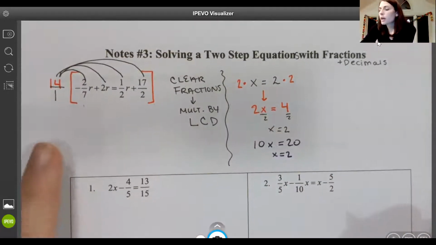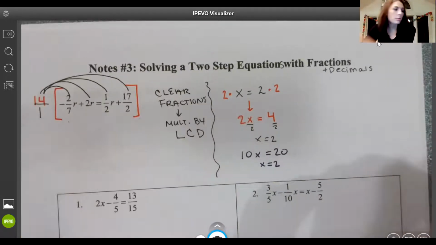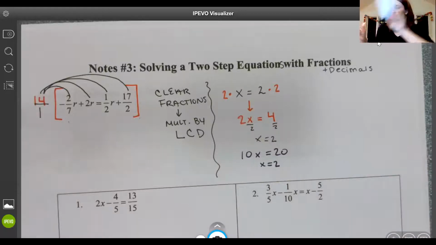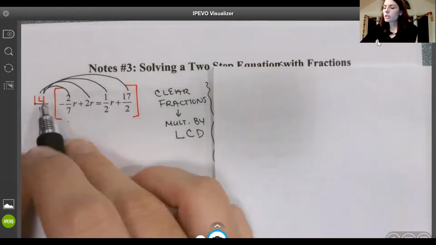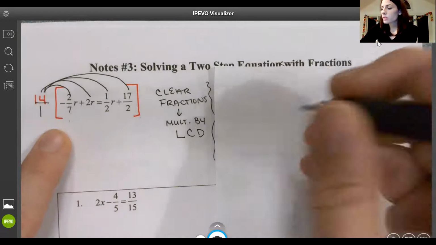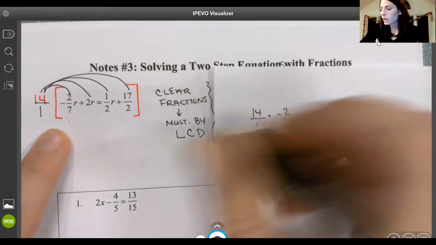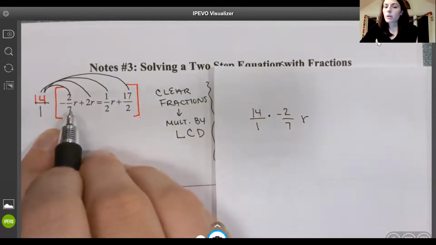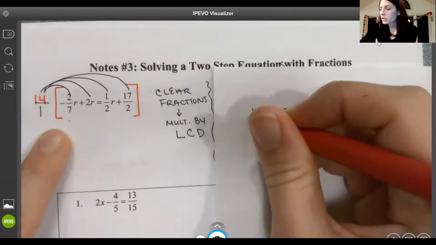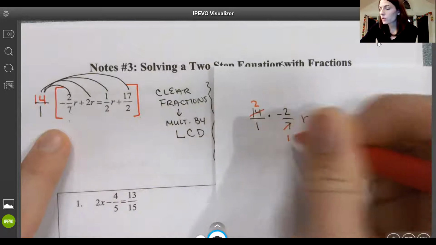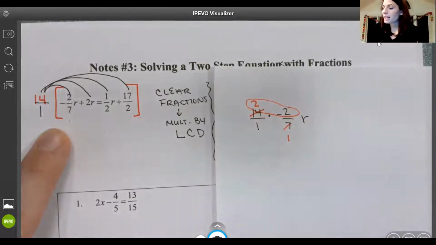And so when I multiply, I'll show some work over to the side here. Let me get a scrap piece of paper, cover this up, okay? When I multiply 14 over 1 by negative 2/7, just to show you what's happening there, remember that I can reduce fractions before I multiply. So 14 over 7 is just 2 over 1. And then 2 times negative 2 would give me negative 4r.